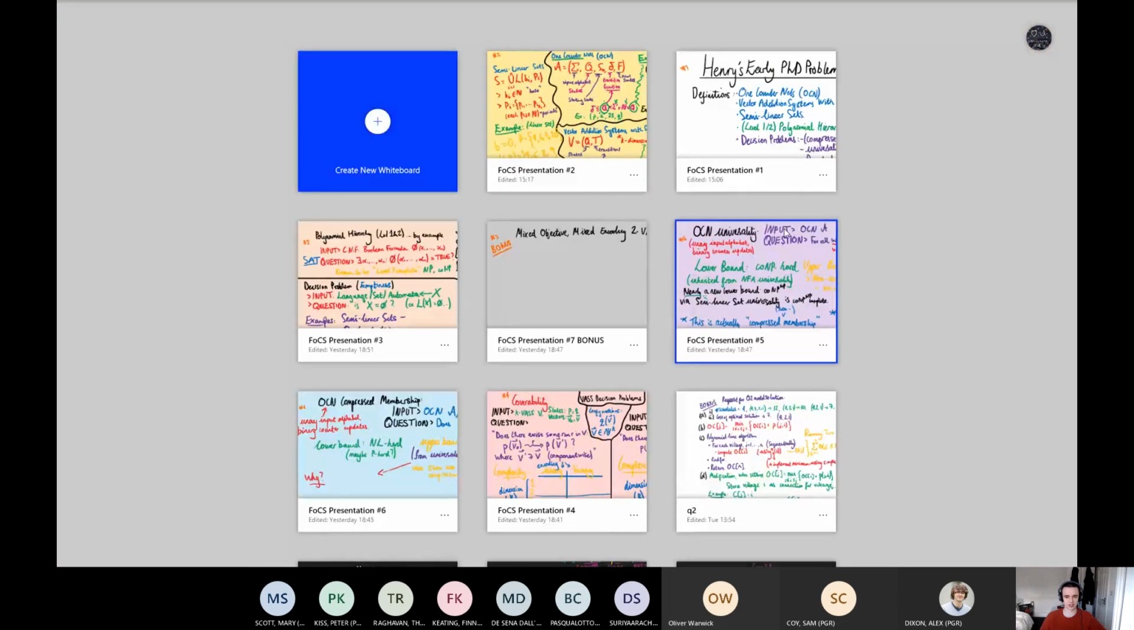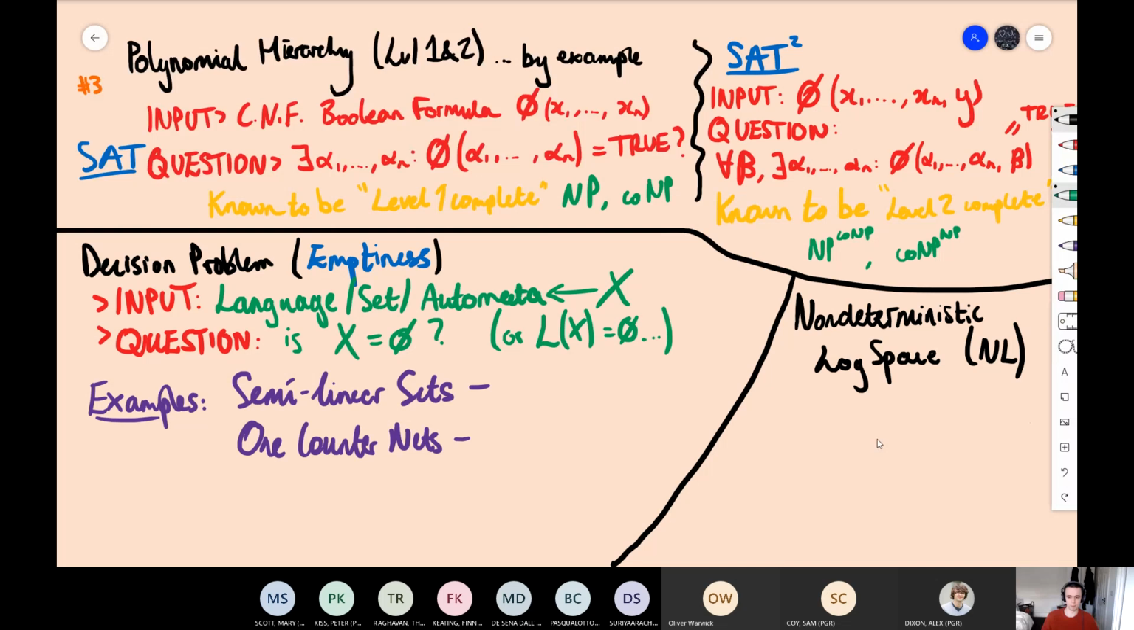So that's an introduction to the machines and semilinear sets. Here's number 3. I'm going to now define a bit more carefully, well, not really carefully if I'm being honest, the polynomial hierarchy at level 1 and 2, and then mention what NL, non-deterministic log space, looks like, and just touch on a decision problem just to get the flavor of what I like to study. So let's go first with the polynomial hierarchy.